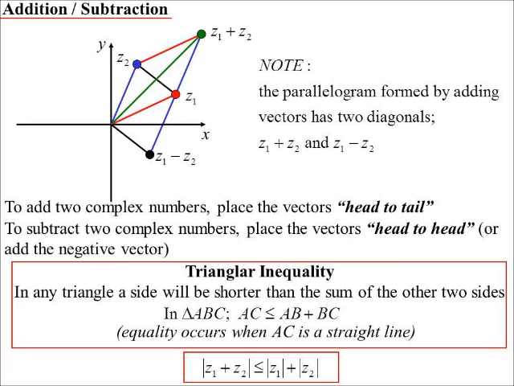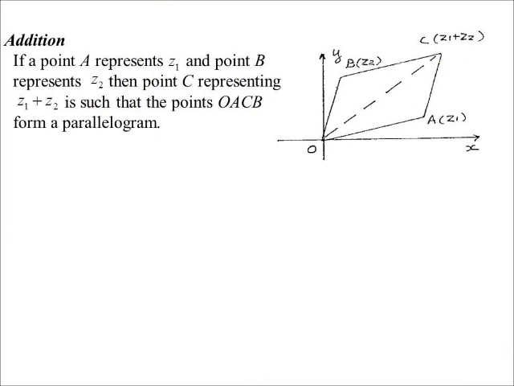So let's look a little bit more about addition. Point A represents Z1, point B represents Z2. As we just saw, C will end up representing Z1 plus Z2. OACB ends up being a parallelogram because they've got to be the same slopes, therefore they're parallel.